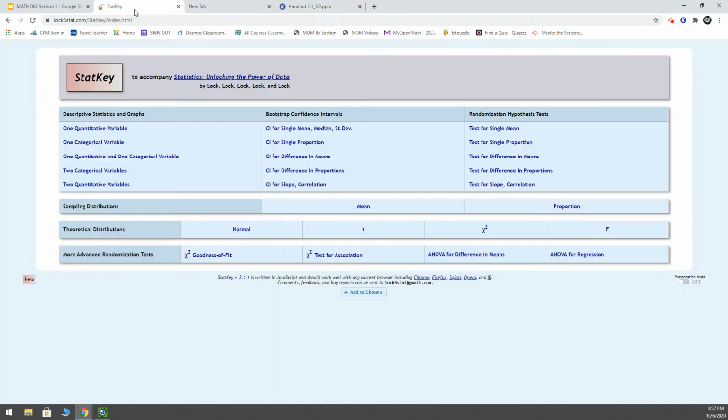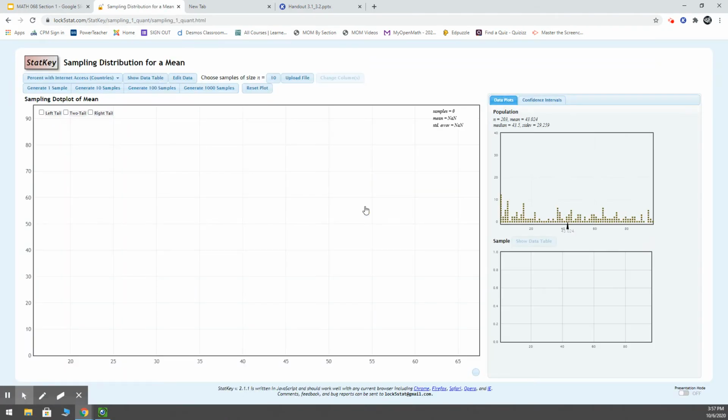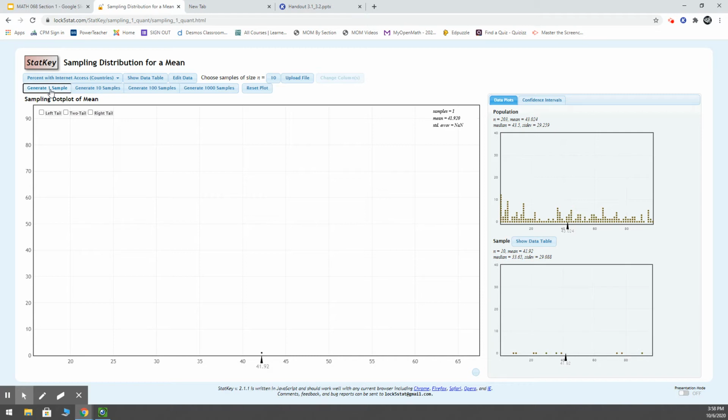Let's go take a look at one. So let's say that I'm in StatKey, and let's just play with the distribution of a mean. Over here is the original population. This is 203 items that were thrown into this bucket. Now, what's going to happen when I generate one sample is that StatKey reached in and grabbed out 10 things out of there, and it made an average of 41.92, and it plotted it right there.